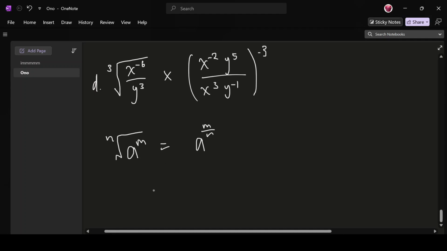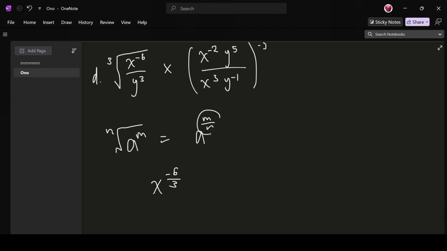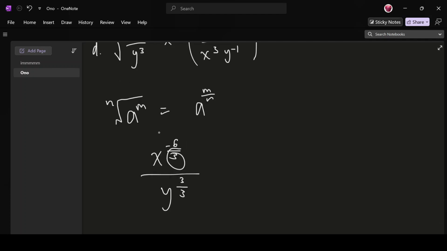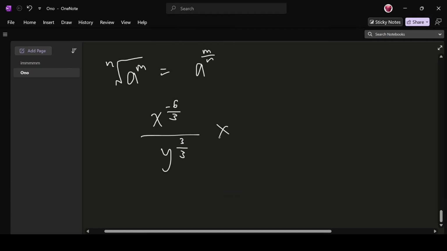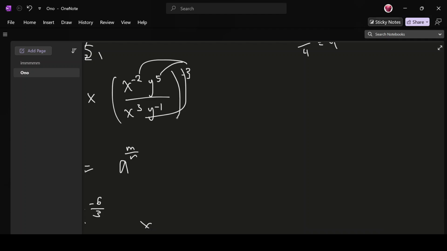So we can rewrite this as x to the power of negative 6 over 3, m over n, over y to the power of 3 over 3. And just a reminder, I got this 3 from the cube root. Okay, now with this same mode, we distribute it to all of these.